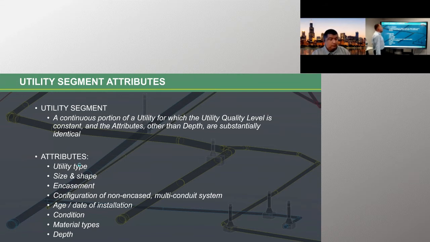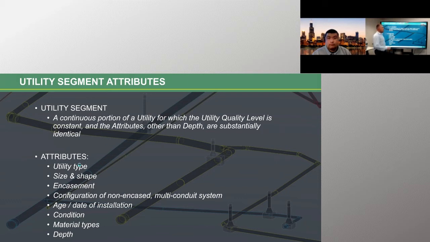What is a utility segment? I'm going to remind everyone, I think I mentioned it earlier, but it is a continuous portion of a utility for which the utility quality level is constant, and that is critical. Because anytime you have a change in quality level or size and material, that is no longer the same utility segment. So that is very specific in the standards.